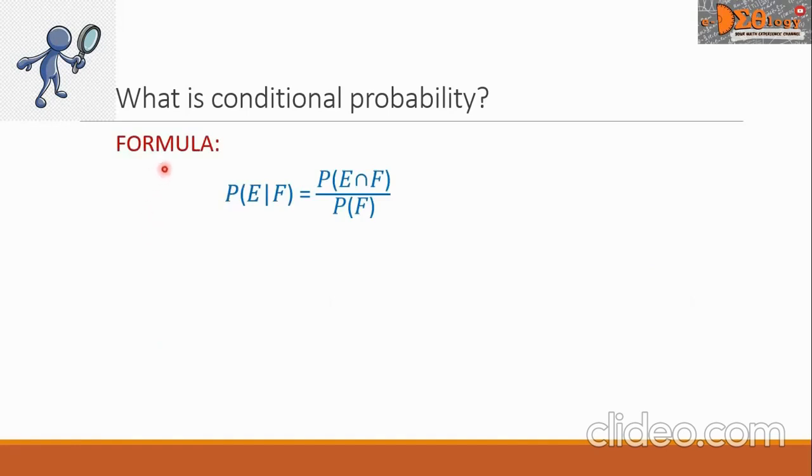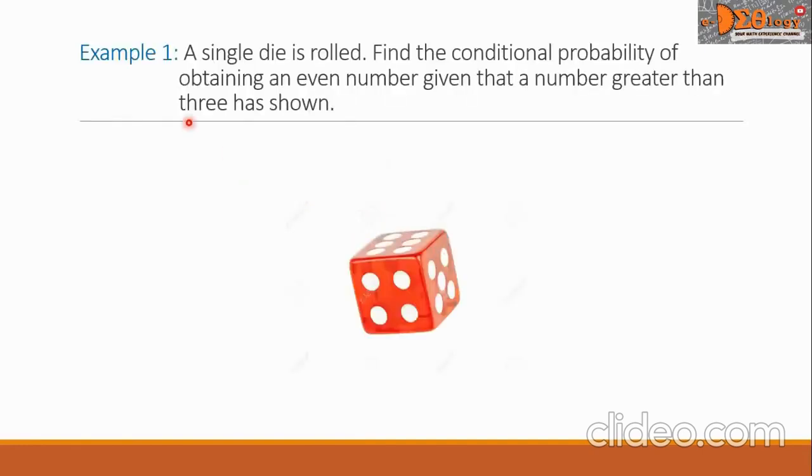This is the formula to be used. The probability of E given F equals this fraction, where the numerator is the probability of E intersect F, over the denominator, and this is the probability of F. Let us see some examples.